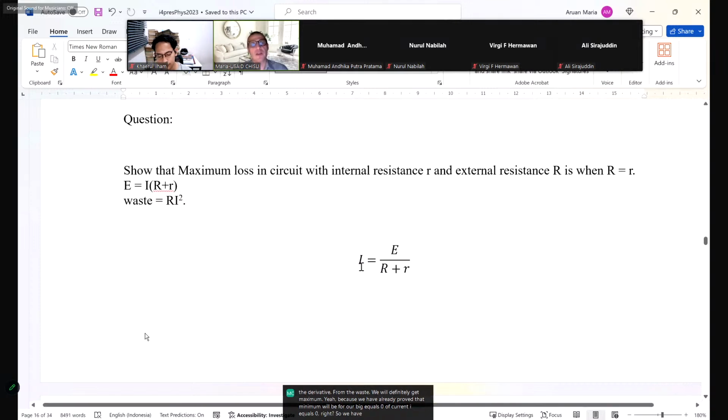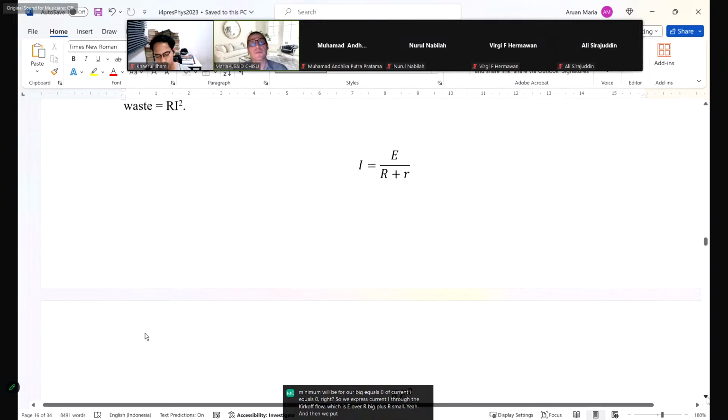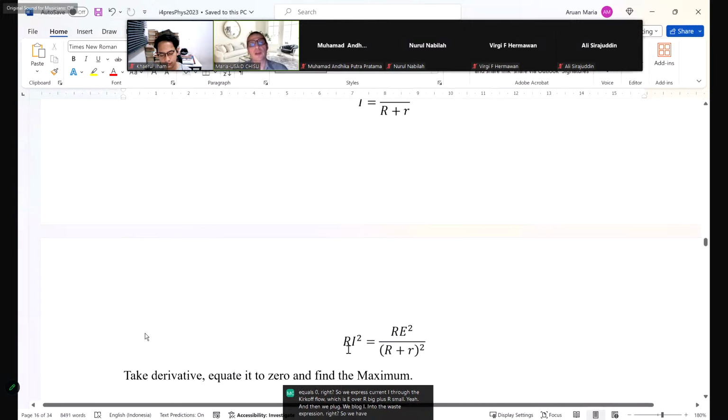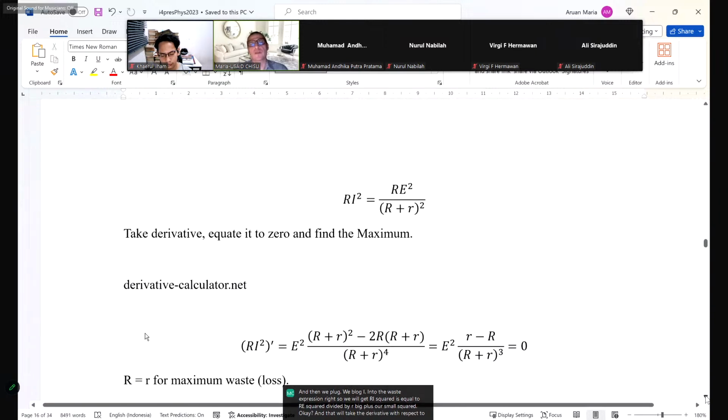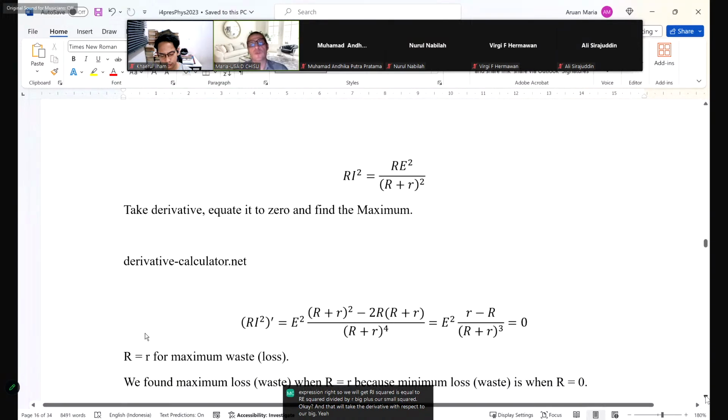So we express current I through Kirchhoff's law, which is E over R big plus R small, yeah? And then we plug I into the waste expression, right? So we get R I squared is equal to R E squared divided by (R big plus R small) squared, okay? And now we take the derivative with respect to R big, yeah? And that's what we've got.